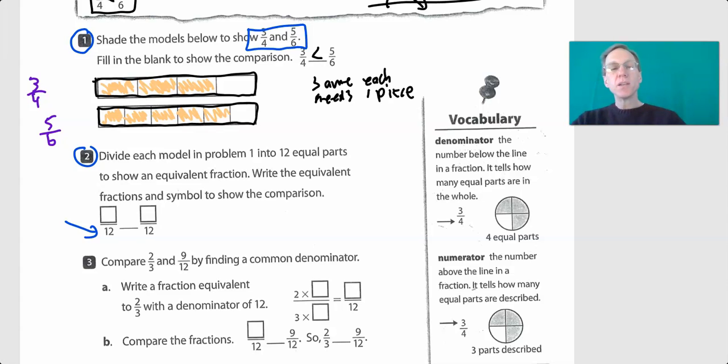Problem is, these denominators tell something totally different. Look how small the 6 parts are compared to the 4 parts. So 5/6 is really a lot closer. Just one more little piece, you'd have a whole. Okay? 3/4 needs a much larger piece to have a whole. Okay, so that's another way to think about it.